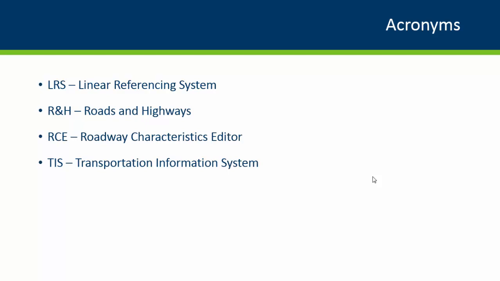Before we dive in, here are a few acronyms that will come up throughout the presentation. LRS, which is Linear Referencing System. Roads and Highways, which is RNH. RCE, which is Roadway Characteristics Editor. And TIS, which is Transportation Information System.